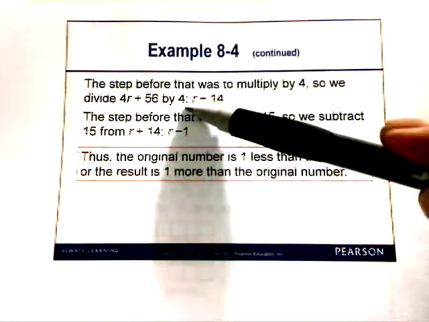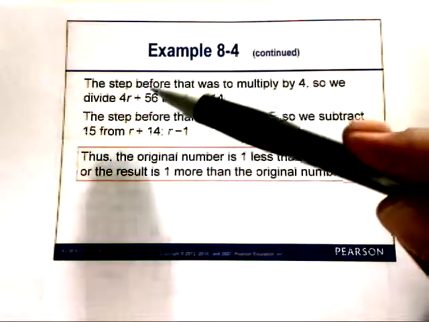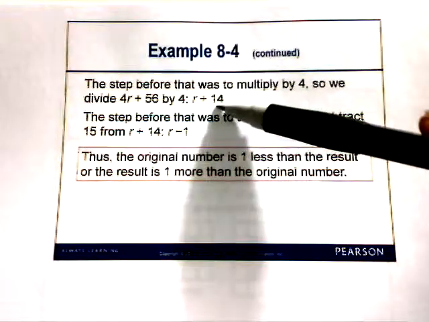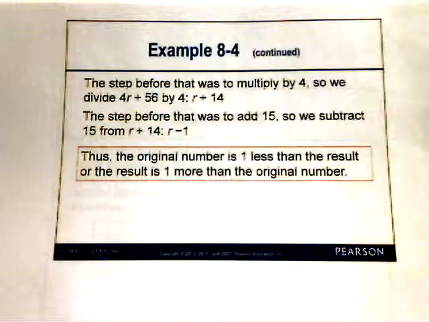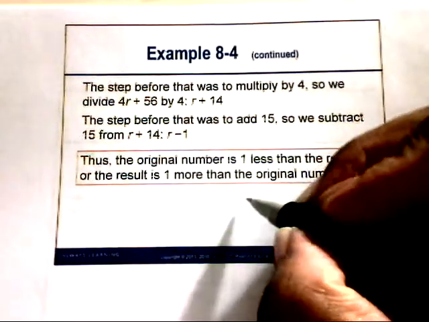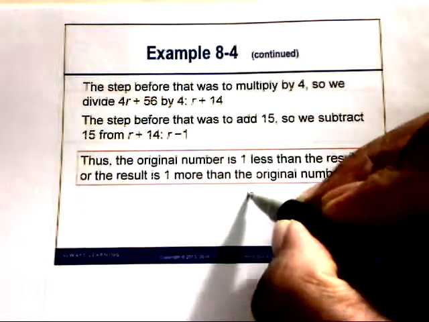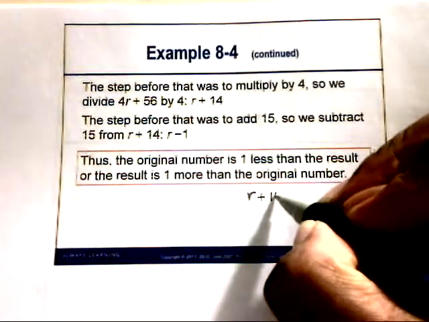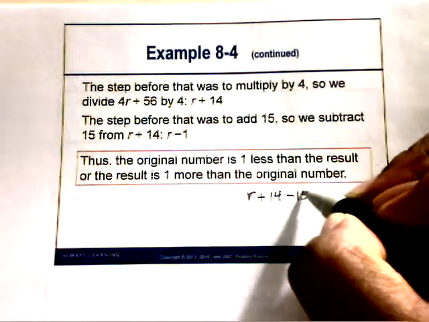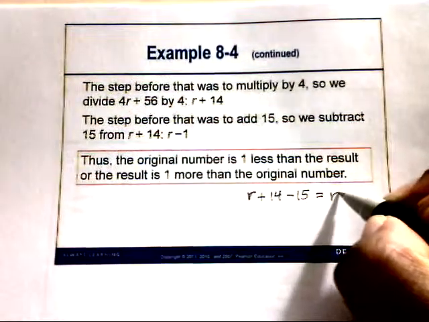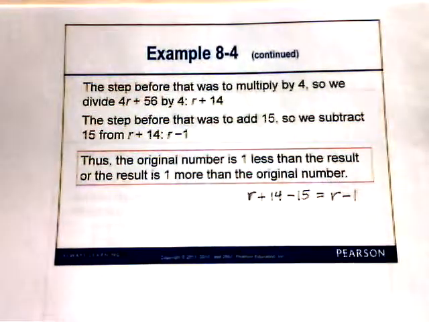Here 4R divided by 4 will leave you with R. 56 divided by 4 will be 14. So you have R plus 14. And the step before that was to add 15. So the opposite would be subtracting 15 from the R plus 14. So in other words, you're going to have R plus 14 minus 15, which will leave you with R minus 1.